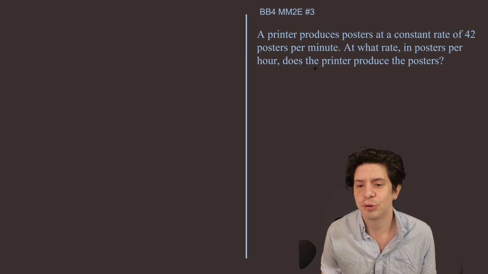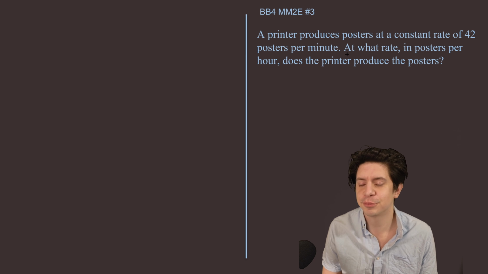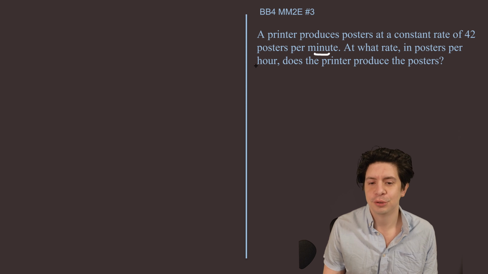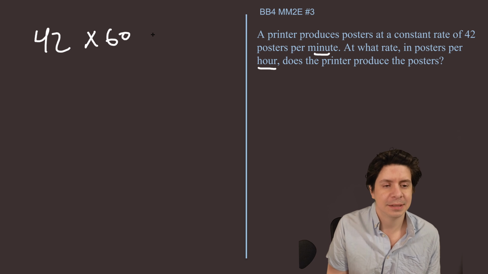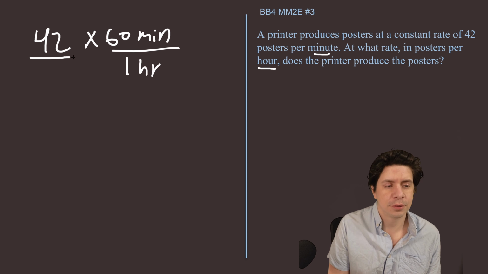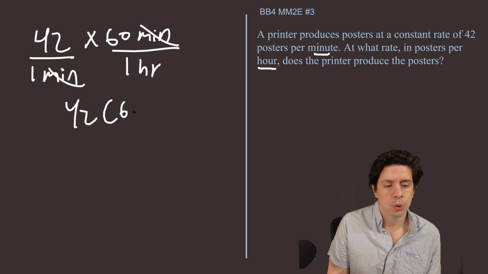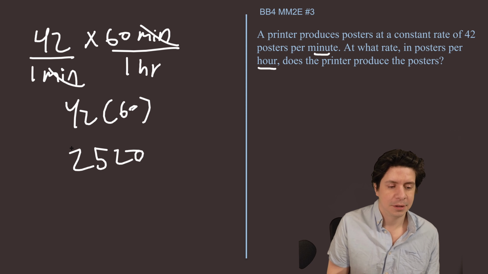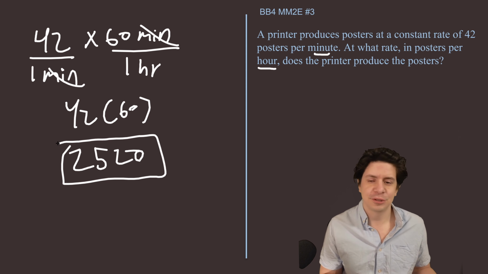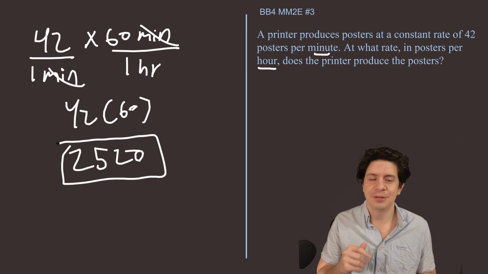All right, I love this one here. A printer produces posters at a constant rate of 42 posters per minute. At what rate in posters per hour does the printer produce posters? So we're converting minutes to hours. So you do 42 times 60 minutes in 1 hour, right? Because it's 42 per 1 minute. So the minutes unit cancels and we get 42 times 60, which is going to be 2520. All right. These so far not too bad. Great questions to be able to do automatically. You shouldn't have any doubts on them.